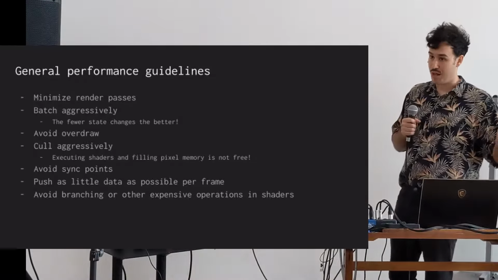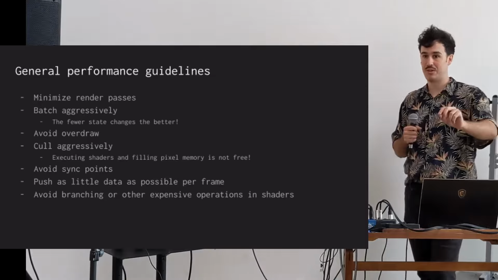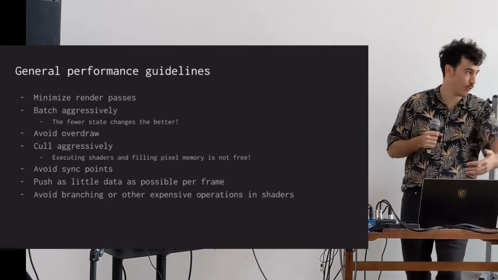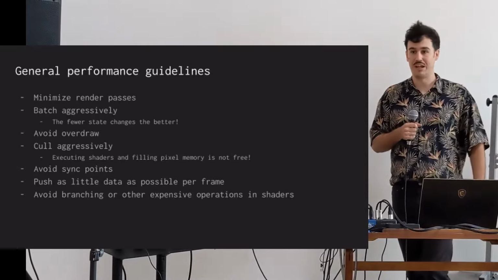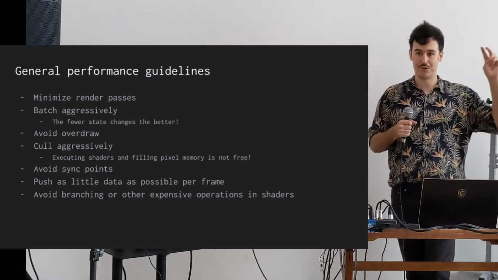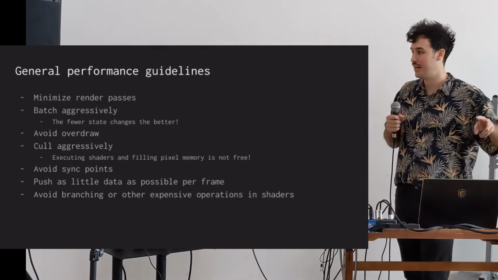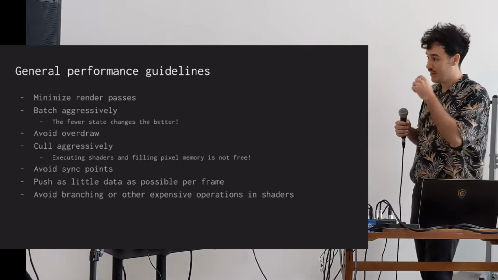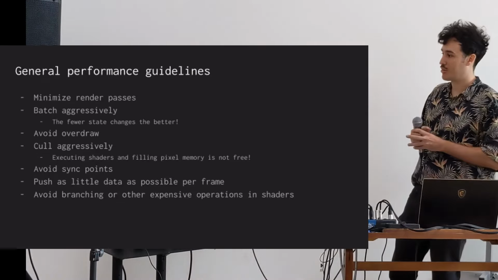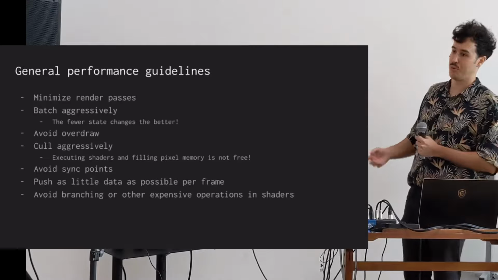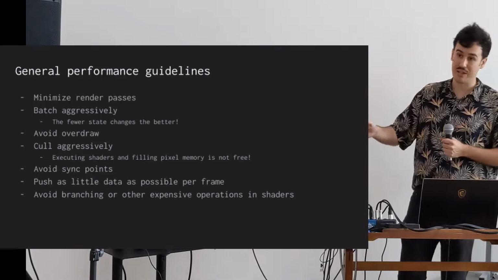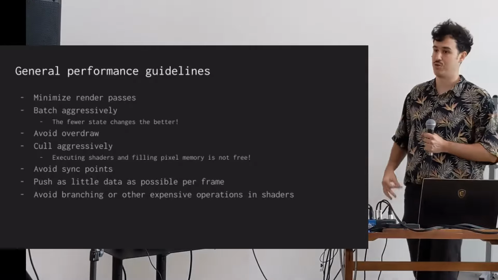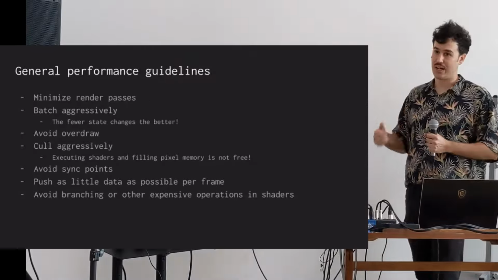You want to avoid overdraw whenever possible. If you're rendering a pixel and then rendering something directly over it that completely changes the color, that's a complete waste of time. Again, not doing stuff cheap, doing stuff expensive, don't do stuff. You want to cull stuff aggressively. That's part of what I'm talking about, like depth culling, for example, stencil culling. Again, executing shaders and filling pixel memory is not free. If you can avoid doing that, draw stuff front to back, do stencil cutouts.